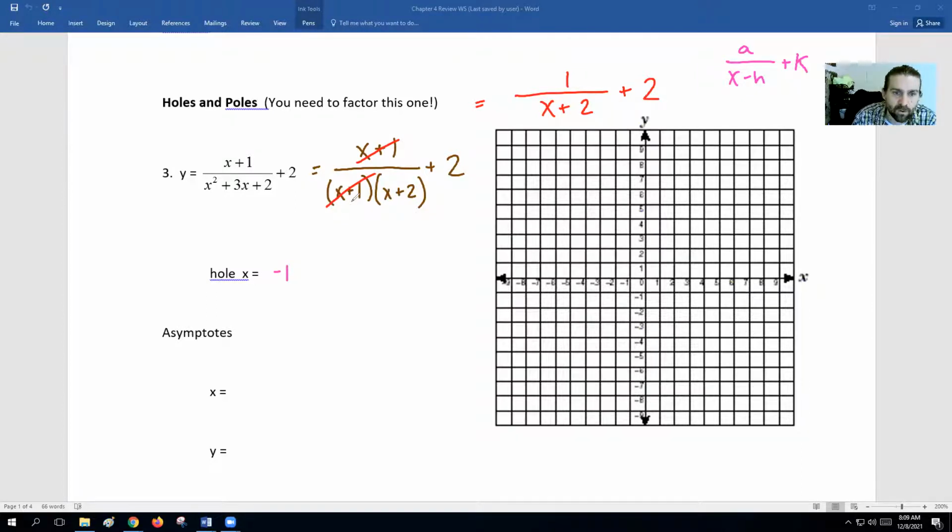Now, the reason why we have a hole at -1 is that it is one of our discontinuous points from here, but it's the one that cancels out. We would have an asymptote at -2 because that's the thing that does not cancel out. And if we look at here, that's our x minus h. So let's put our asymptote here at -2. We're going to figure out where our hole is later on.